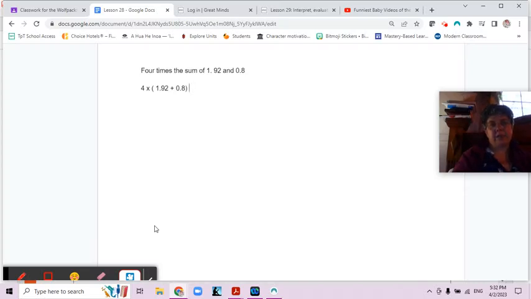And now we need to solve. So remember, we do the things that are inside the parentheses first. So we have 1 and 92 hundredths.